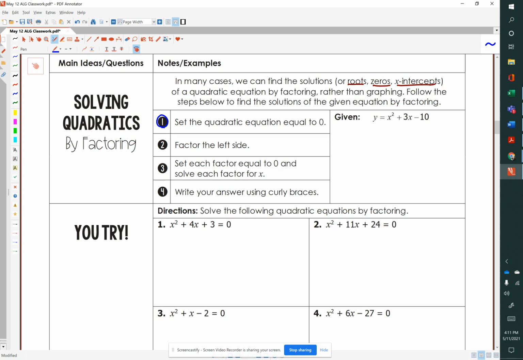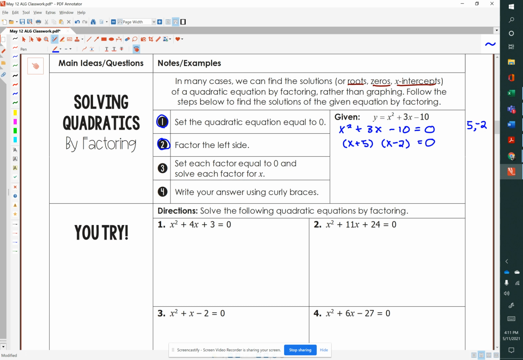First, we need to set the quadratic equal to 0. So I'll do that now. x squared plus 3x minus 10 equals 0. Then we're going to factor that left side of the quadratic. When we factor it, we need two numbers that add to 3 and multiply to negative 10, and that would be 5 and negative 2. So we'll factor that quadratic: x plus 5 and x minus 2 equals 0.